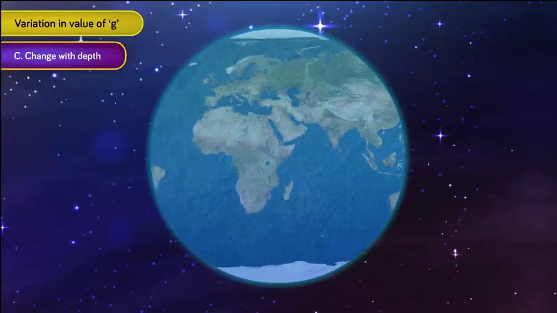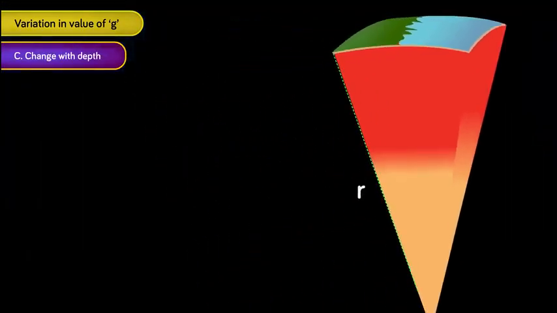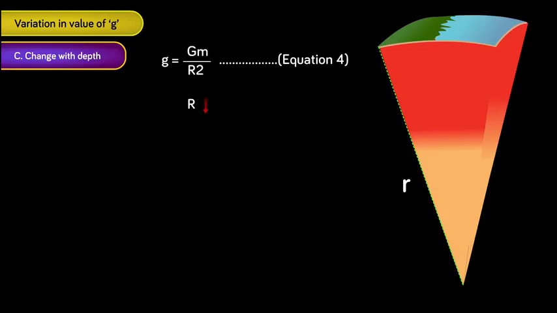Point C. Change with depth. The value of g also changes if we go inside the Earth. The value of r in equation 4 decreases, and one would think that the value of g should increase as per the formula. However, the part of the Earth which contributes towards the gravitational force felt by the object also decreases. This means that the value of M to be used in equation 4 also decreases. As a combined result of change in r and M, the value of g decreases as we go deep inside the Earth. Point D. The value of g at the center of the Earth is 0.